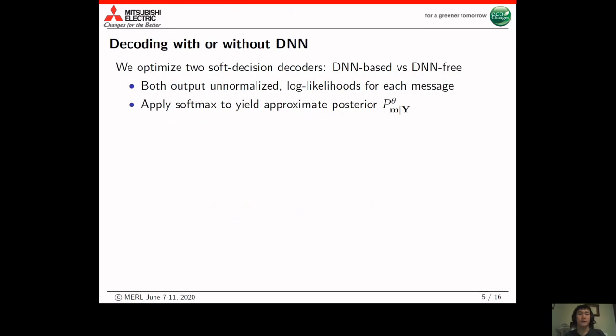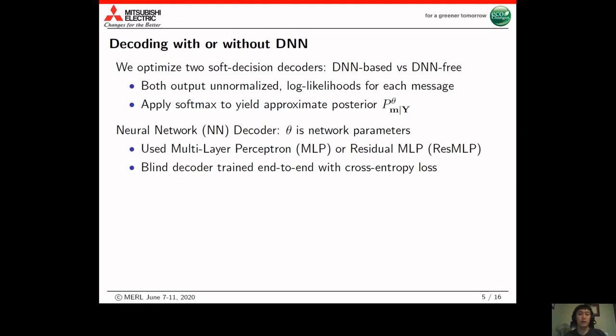We consider 2 types of decoders. One is based on deep neural networks, and the other completely avoids deep neural networks altogether. Both are soft decision decoders that output unnormalized log likelihoods for each message. If you take these outputs and apply the softmax operation, this yields an approximation of the posterior of the message given the received signal Y. Also, in both cases, our decoders are parameterized by parameter theta. In the case of a neural network decoder, theta represents all of the network parameters. We consider specifically a multi-layer perceptron and a residual multi-layer perceptron architecture. And in the neural network decoder case, the decoder is blindly trained end-to-end with just a cross-entropy loss with respect to recovering the message.